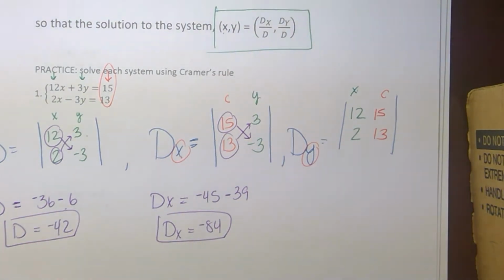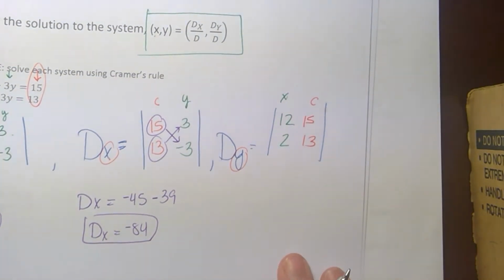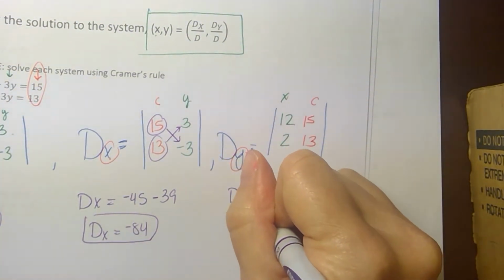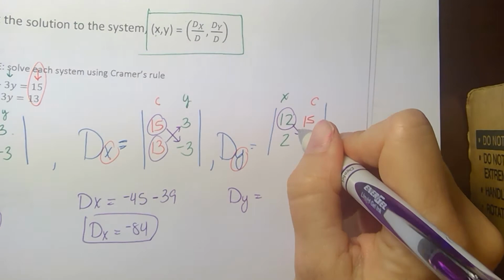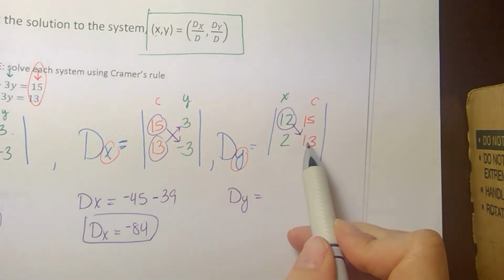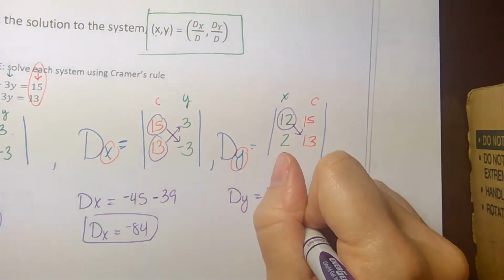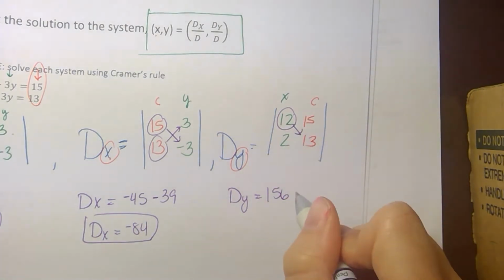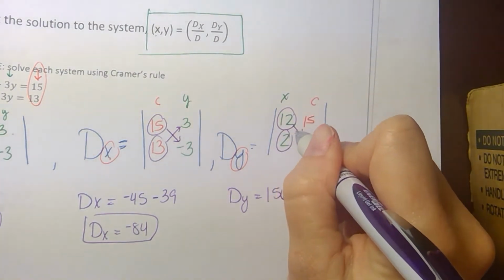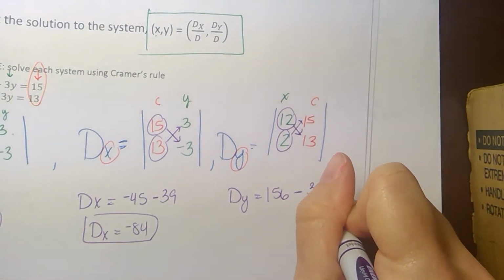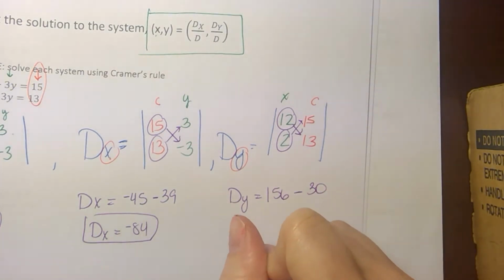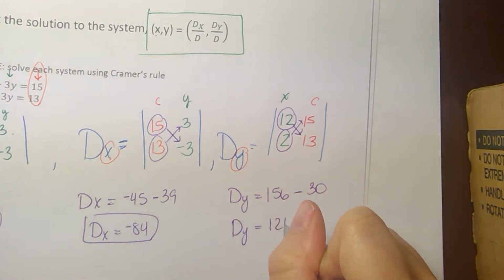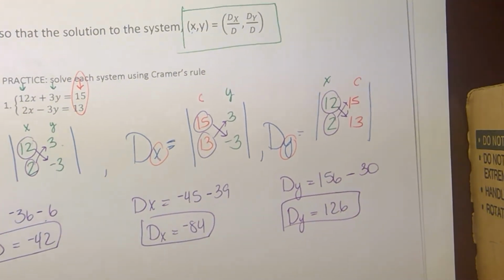And I do my third and final determinant. D sub y. So I do my first cross product. 12 times 13 is 156 minus, and then 2 times 15 is 30. So d sub y is a positive 126.